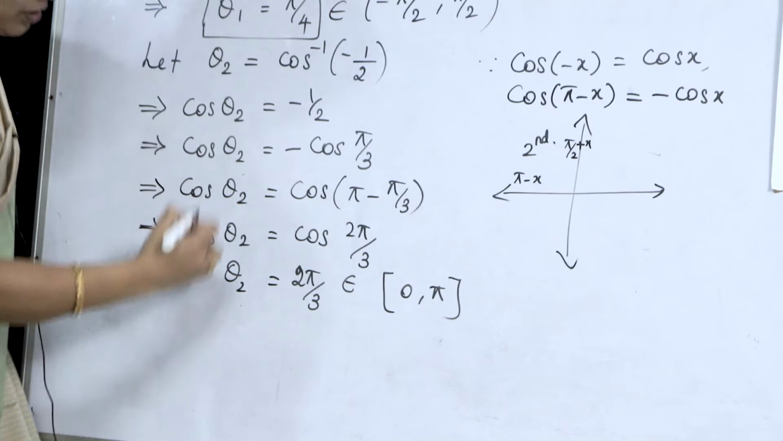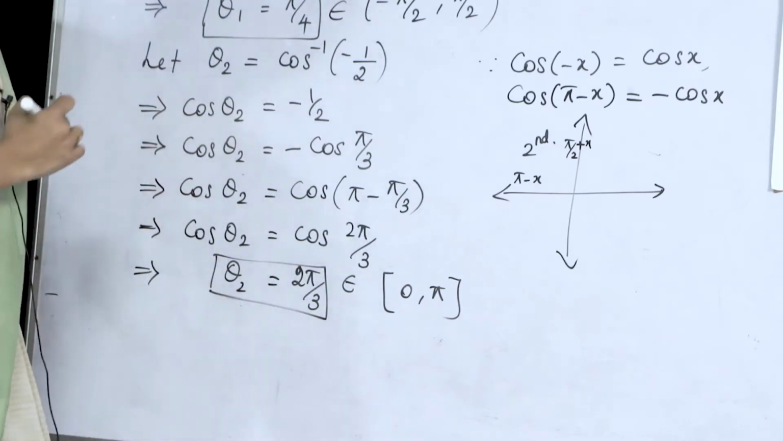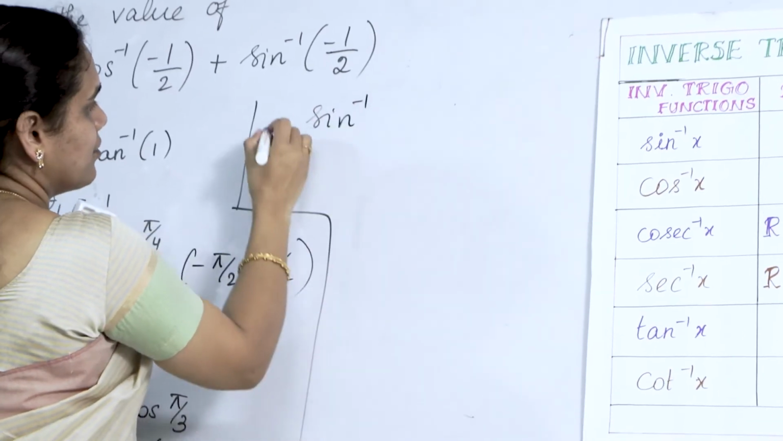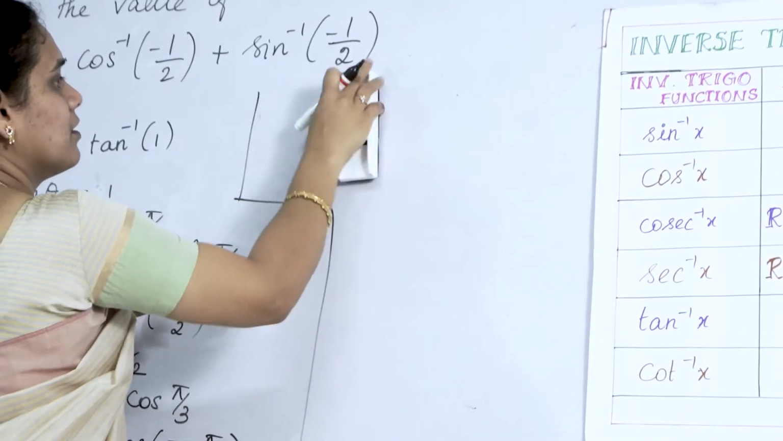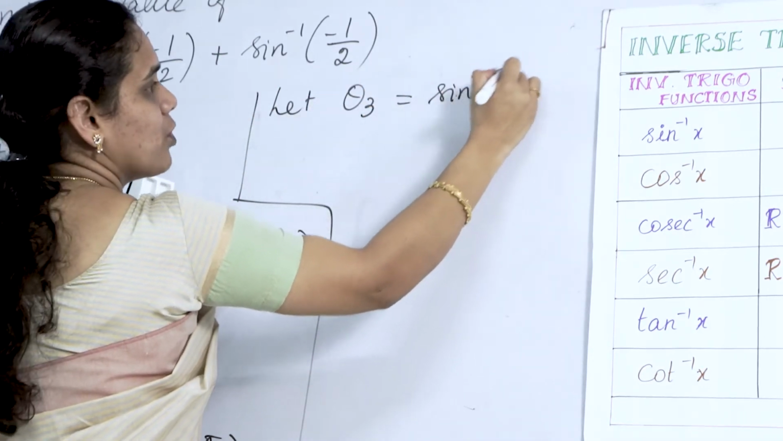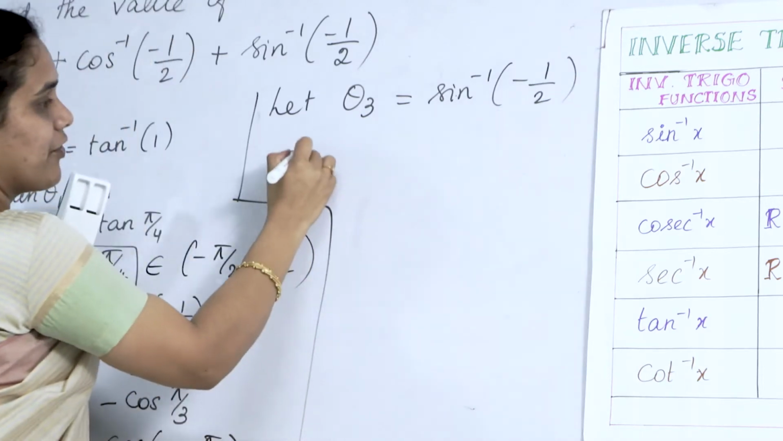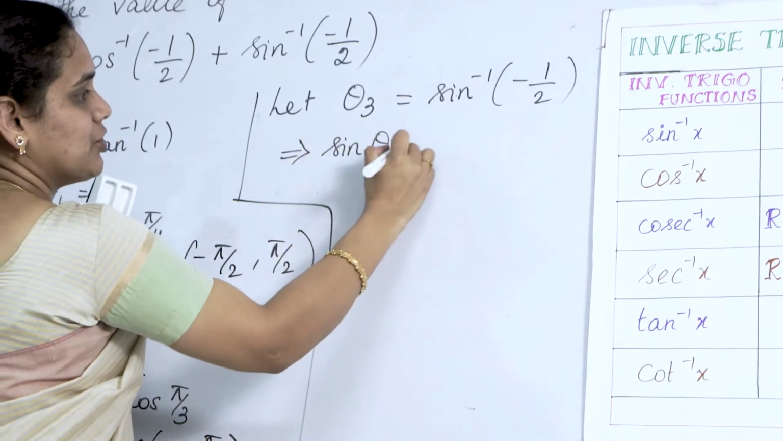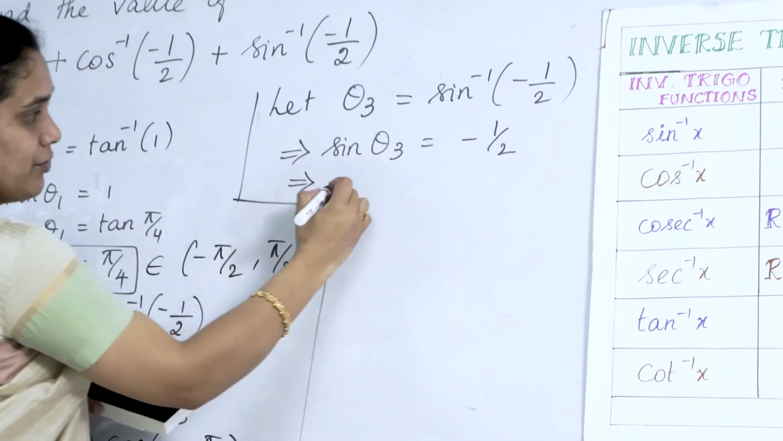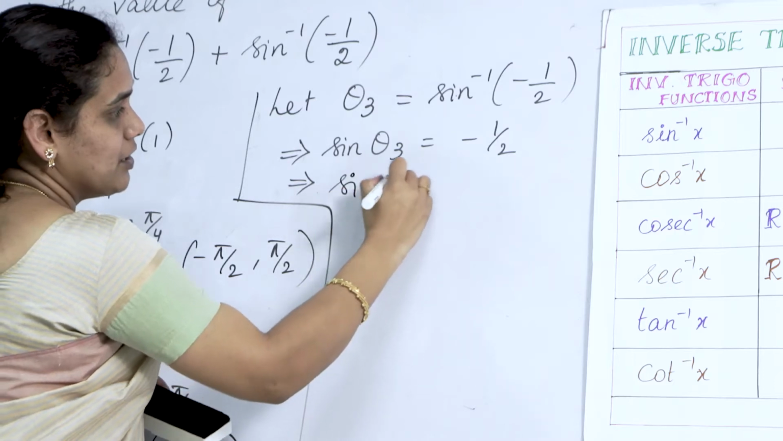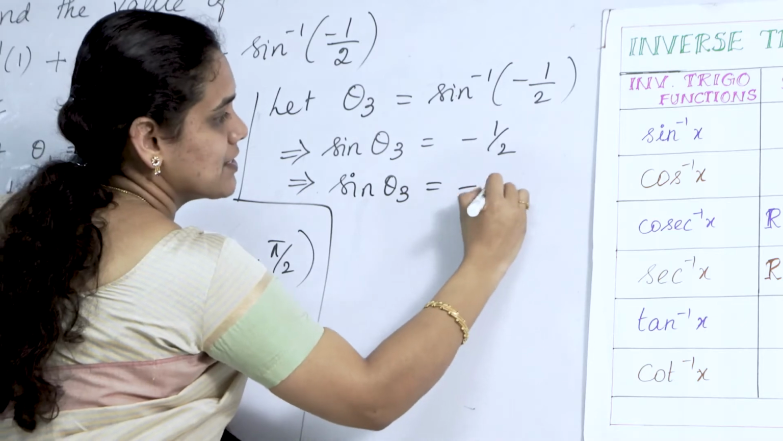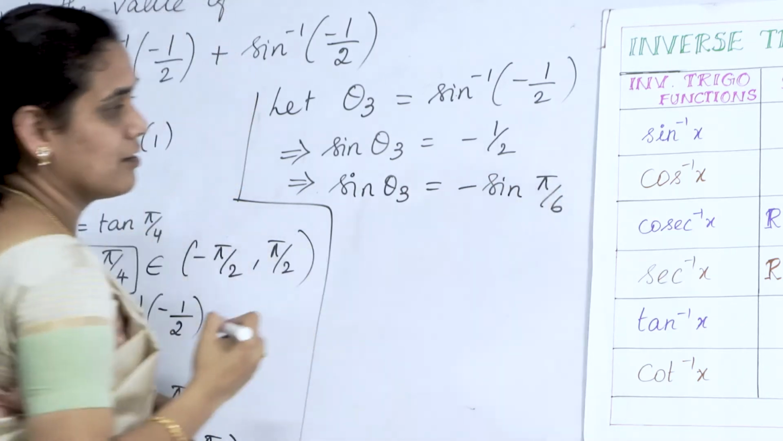Theta 1 is pi by 4 and theta 2 is 2 pi by 3. And one more we have, that is sine inverse of minus 1 by 2. Let theta 3 be sine inverse of minus 1 by 2. So, we can rewrite this as sine theta 3 is equal to minus 1 by 2. Here also we have a minus, so we have to be careful while choosing the value. Sine theta 3 is minus; sine 30 is 1 by 2, therefore it is sine pi by 6.